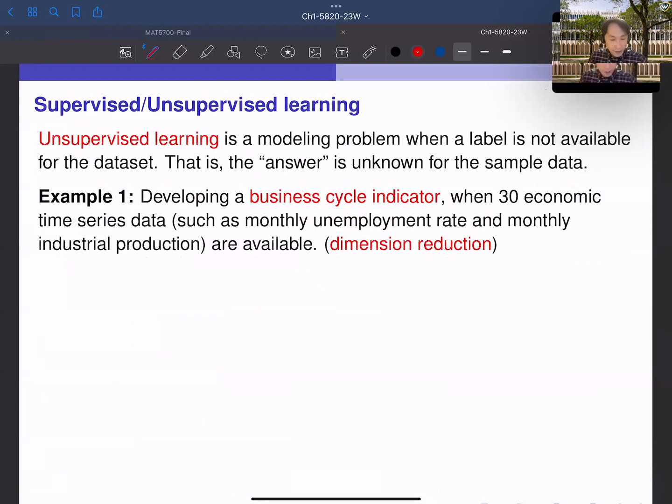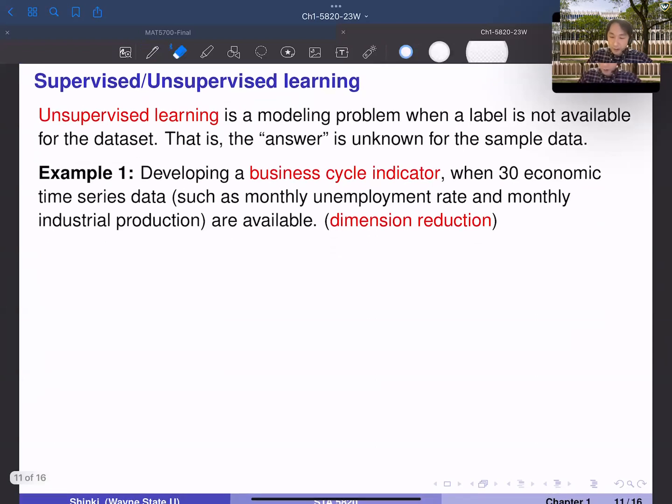And another type of analysis is unsupervised learning. This is a modeling problem when a label is not available for the dataset. That is, the answer is unknown for the sample data. This is a little bit more abstract situation, like you are a newborn baby. You don't know what an apple is. If you are an adult, then you can get some explanation, right? An apple is a fruit which is red and something like that. But if the child doesn't know any words, then you cannot really get the answer. So it's a more difficult situation in some sense.